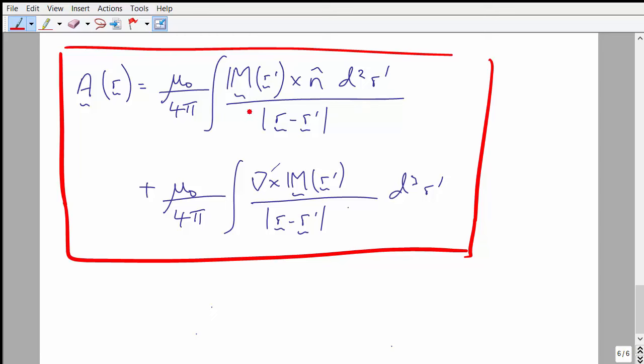Okay, if you look at this, you'll notice that this term here looks like the contribution to A due to a surface current, m cross n, and this looks like a contribution to A due to a volume current, curl of m. And so we make the following identifications.